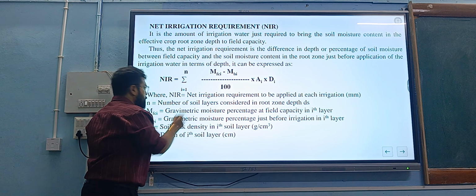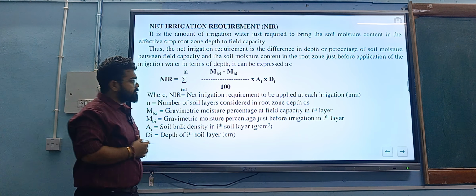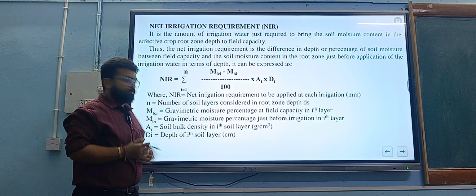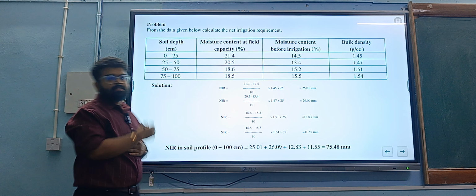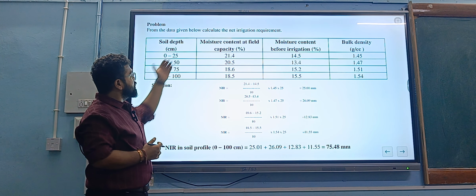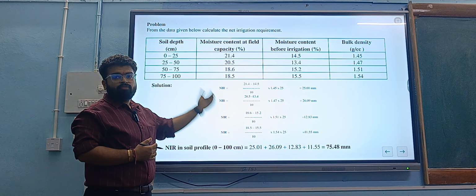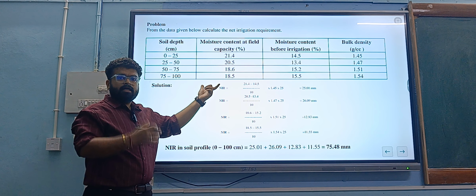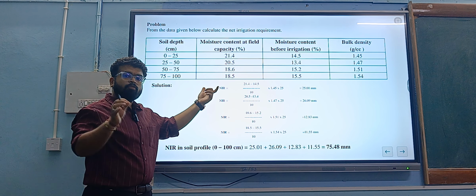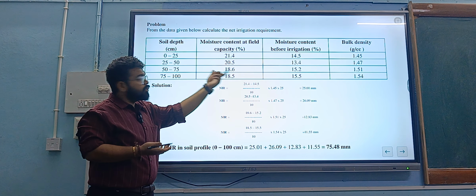It is a multiplication of soil bulk density by the depth of the soil layer in centimeters with the difference in the moisture content at field capacity and that before irrigation. A good example has been represented here. You see the moisture content at an individual depth, with a different moisture content at field capacity and before irrigation. What is field capacity? It is the condition after 2 to 3 days of irrigation where most of the water is drained out and water is present in the micropores. So this moisture content is higher as compared to before irrigation.